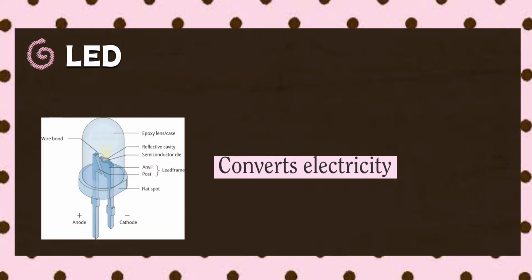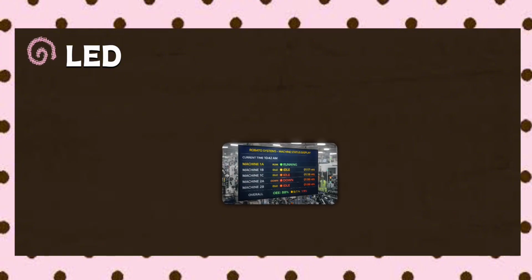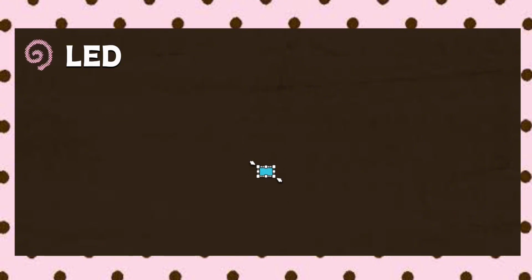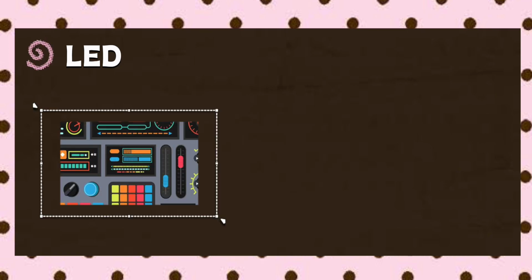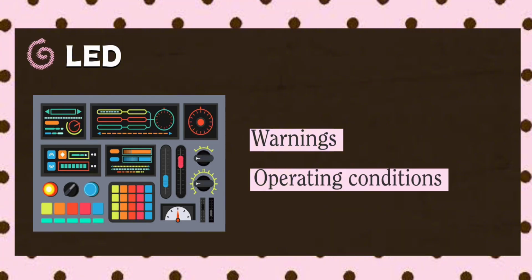LED. LEDs produce light using electrical energy. In mechatronics, they are used to show machine status. Examples: robot. It indicates if the system is powered or active. In control panel, it shows warnings or operating conditions.